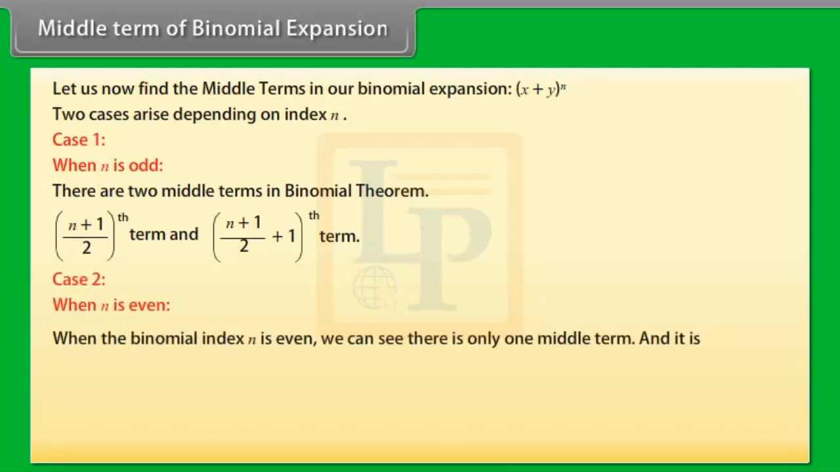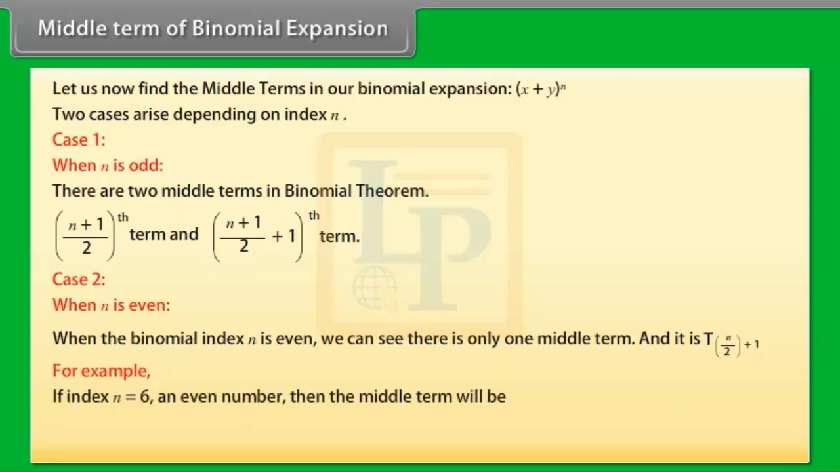When the binomial index n is even, we can see there is only one middle term, and it is T(n/2 + 1). For example, if index n is equal to 6, an even number, then the middle term will be T(n/2 + 1), which is equal to T(6/2 + 1), which is equal to T4.